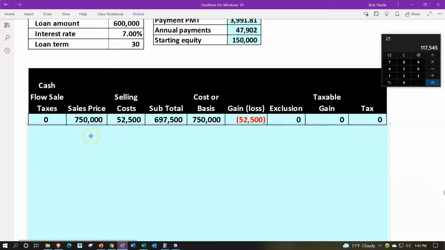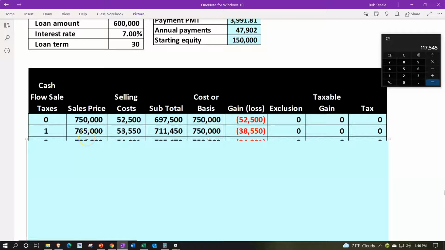So if I sold it for 750,000, let's do year one, not year zero. If I sold it for 765,000 and the costs to sell 53,550, then in essence the net sales price, you can think of it, the subtotal between the two, 711,450. That's not my gain. I don't have to apply the 250 exclusion to that. I compare that to the cost or basis, what I paid for it plus any kind of improvements. And so that was 750. So in this case, I had a loss. And obviously, if I had a loss, there's no exclusion necessary. The IRS isn't going to pay us for the loss either.